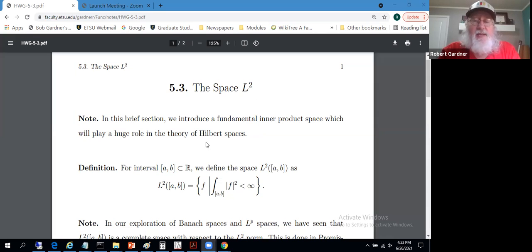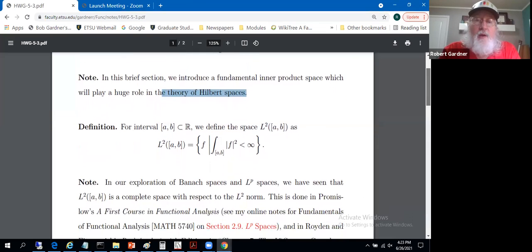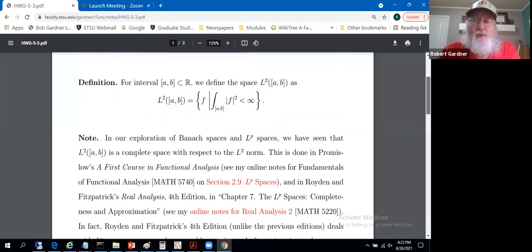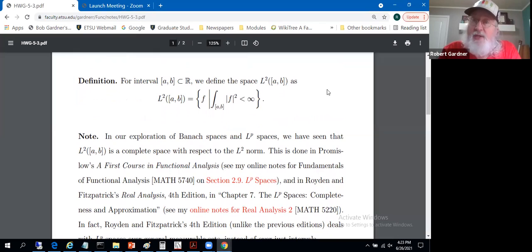So the space is rather fundamental in the theory of Hilbert spaces. It's fundamental in applications. Lots of applied math is done in the space L2. It turns out by the fundamental theorem of infinite dimensional vector spaces, every infinite dimensional vector space with certain properties satisfied will be isomorphic to L2. So this is quite a fundamental example of a Hilbert space.